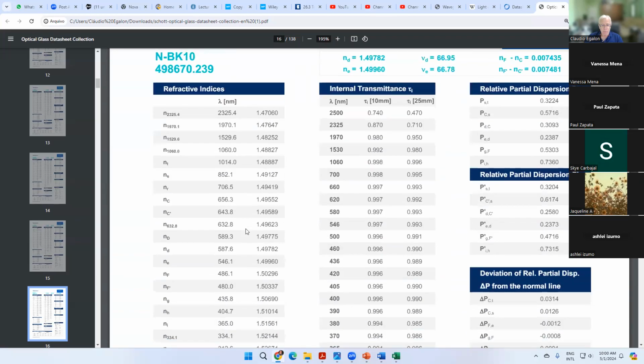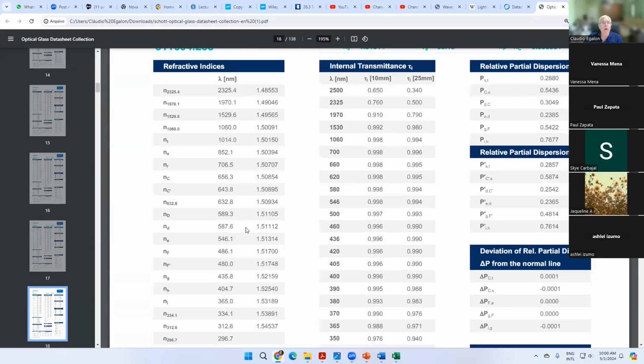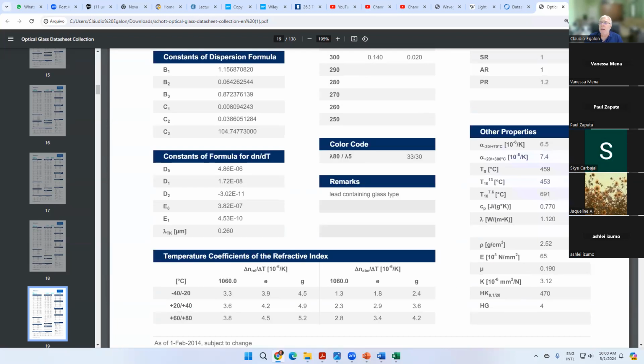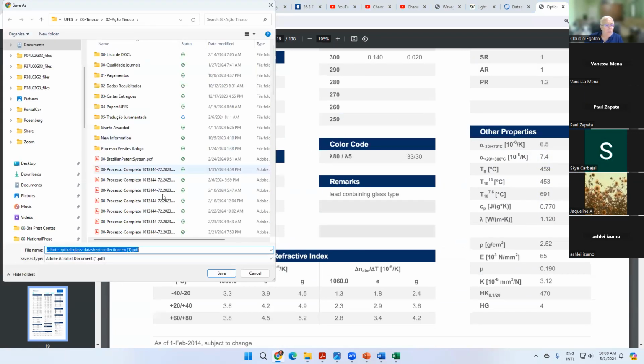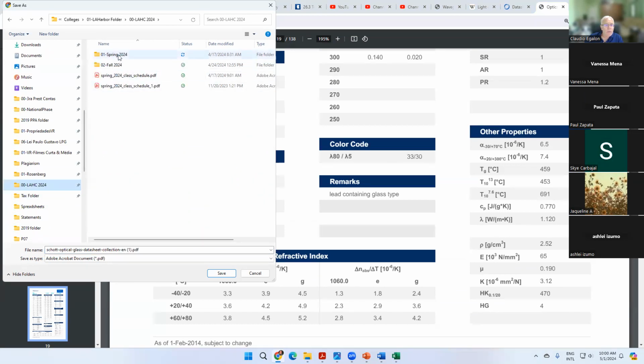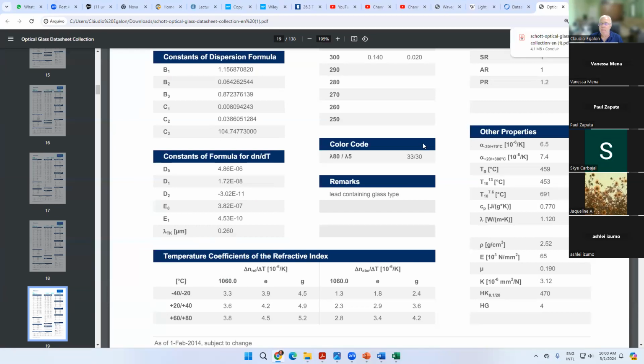Okay, and again they're still around. It's 10 o'clock right now. Let's see. Let me save this one here. So we don't need to go, spring 2024 SCHOTT optical glasses. SCHOTT optical glasses, okay? And we're going to get here.